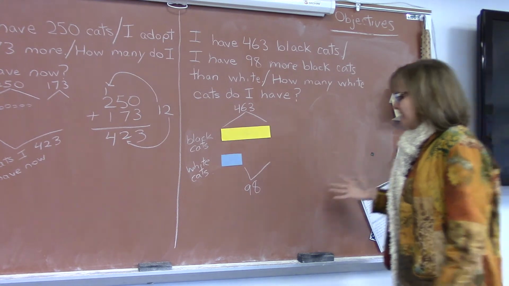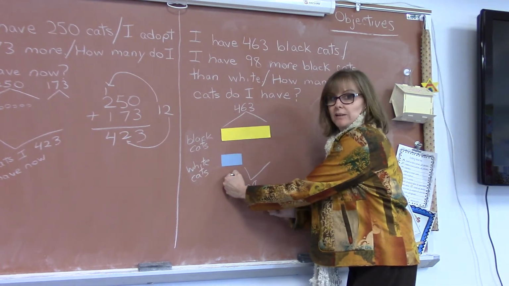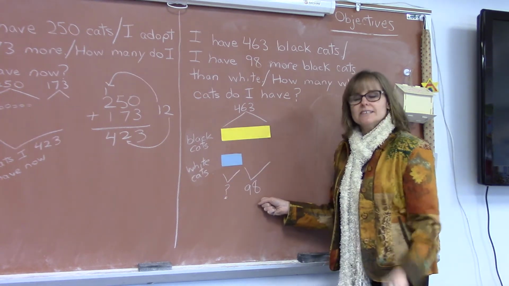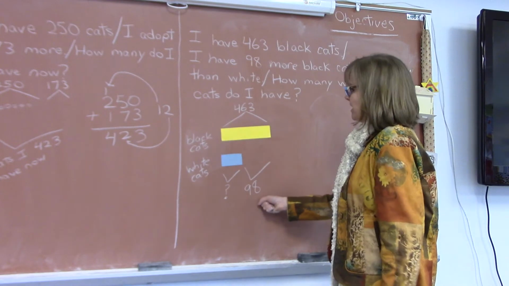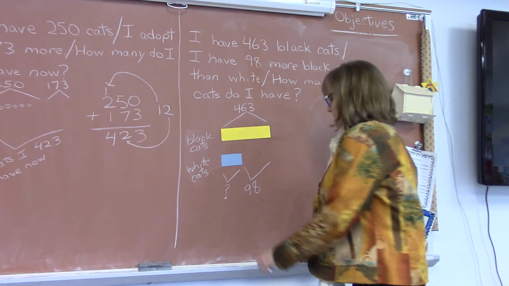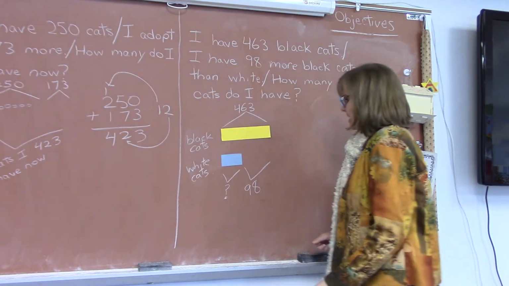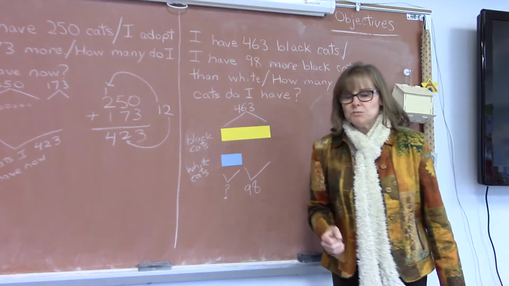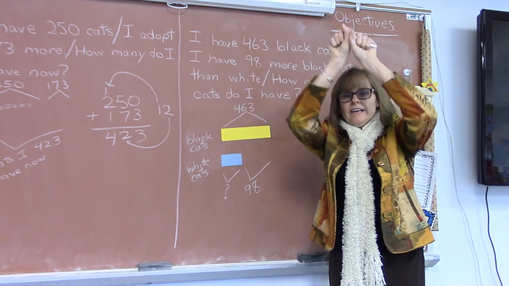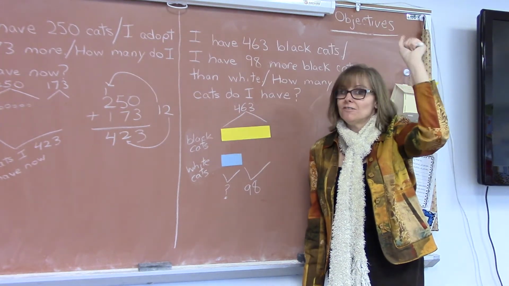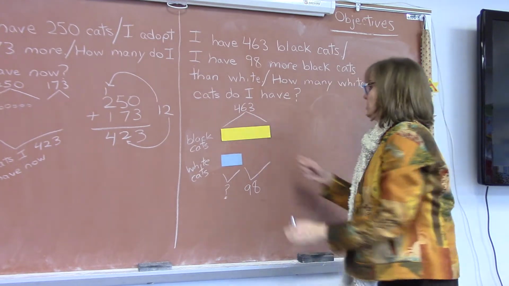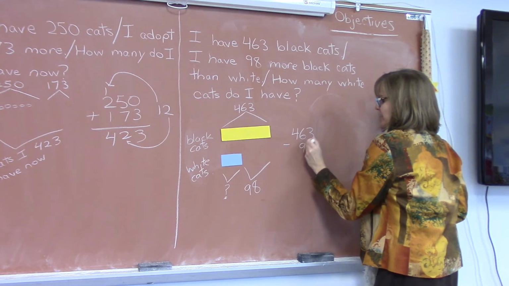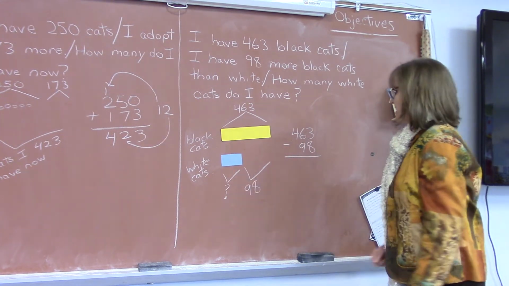Now, in this case, we have a part here and we have a part here, but we don't know what that part is. That's what we're trying to solve for. How many white cats do I have? But students know that when part plus part is equal to whole, in the case of subtraction, if we have a whole and we take away a part, we can solve for that other part. Here's my whole, 463, and if I subtract 98, then I'm going to find out my answer.